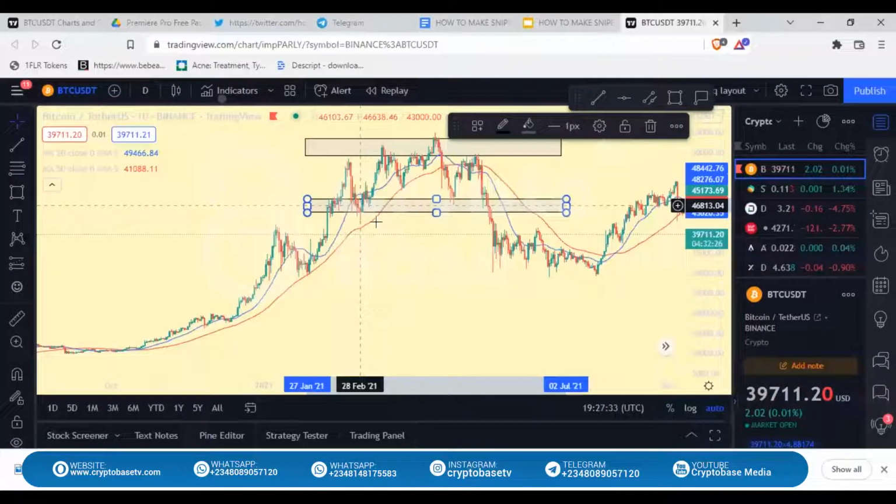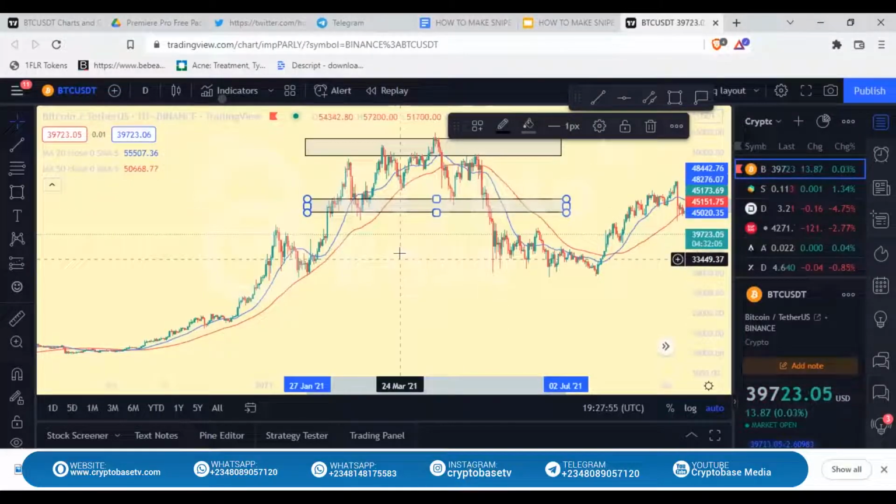When the price gets to the roof, it can break that roof and continue going up, or retest that roof and continue going up. And when it comes to the floor, it can break that floor, or it is going to bounce back at that floor. So this is the basic thing you need to know about support and resistance, guys.